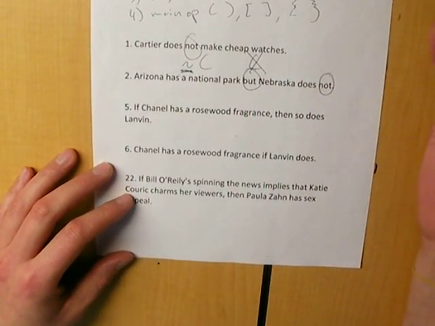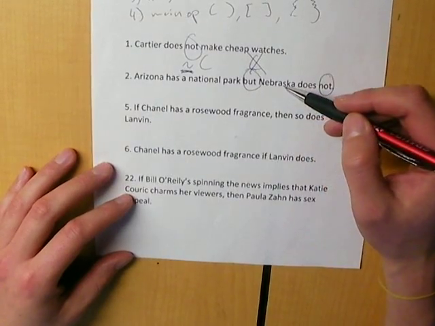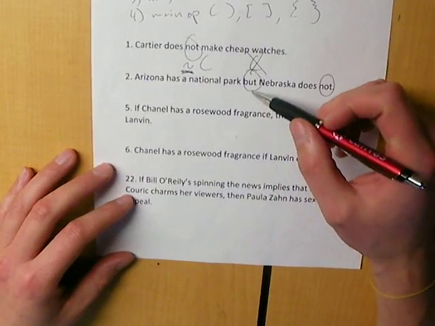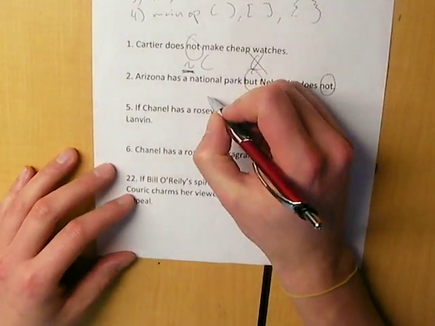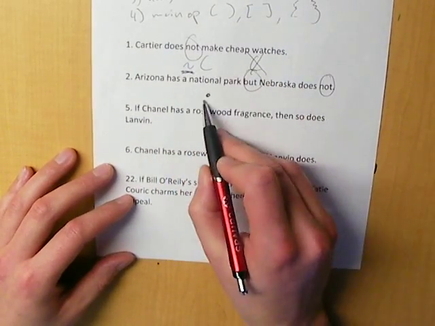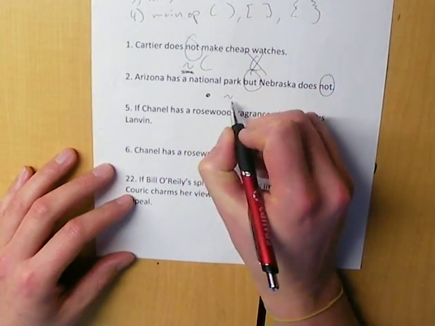The standard translation, of course, is "and," but look at that shaded box in the text where it gives you all possible translations for the various operators, and "but" is listed next to the dot. So we've got two operators. In just this order, Arizona has a national park, but there's the dot, Nebraska does not. So we've got dot, tilde.